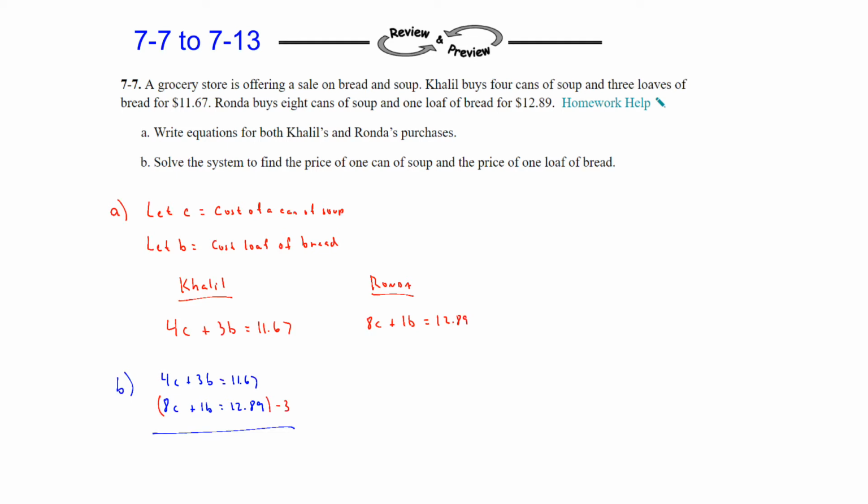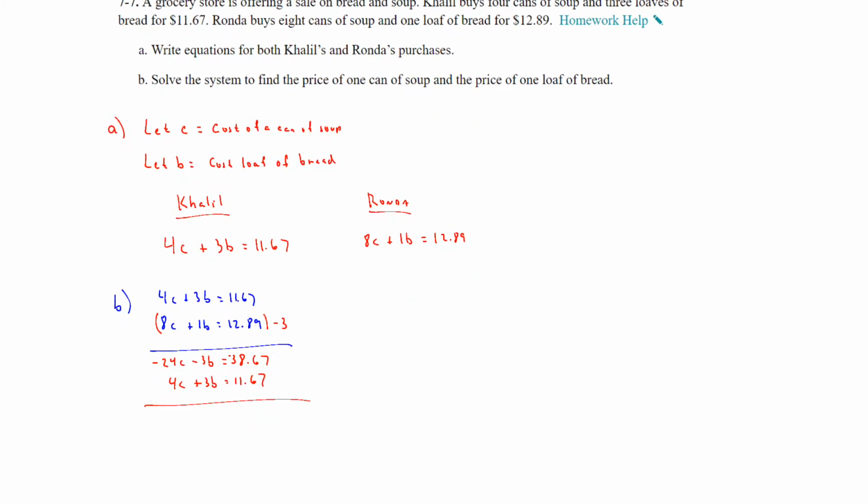I'm going to go ahead and multiply Rhonda's equation by -3 so I can get my b's to cancel. So this would be -24c minus 3b is equal to -38.67. And then I'm just going to rewrite the first equation down, and then add those 2 up. So that'll be -20c, the b's cancel, is equal to -$27.